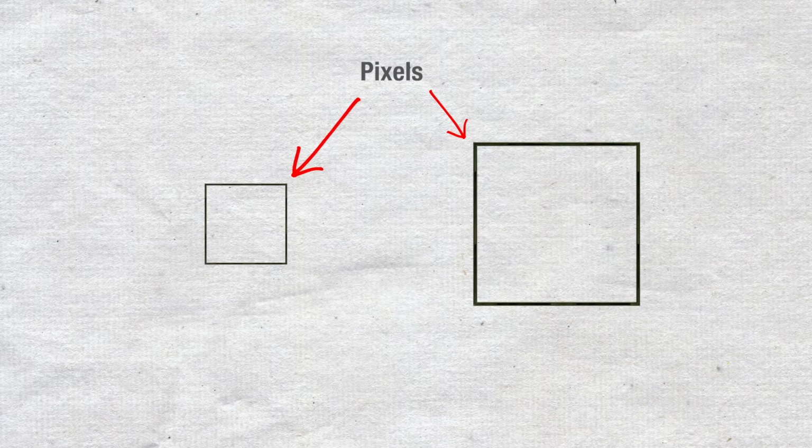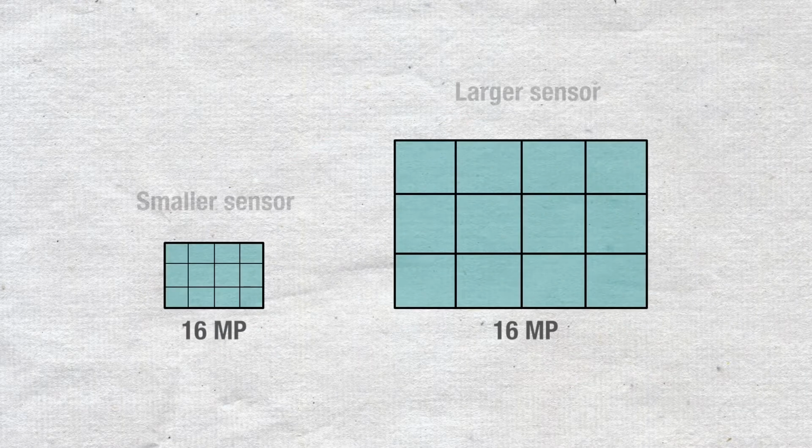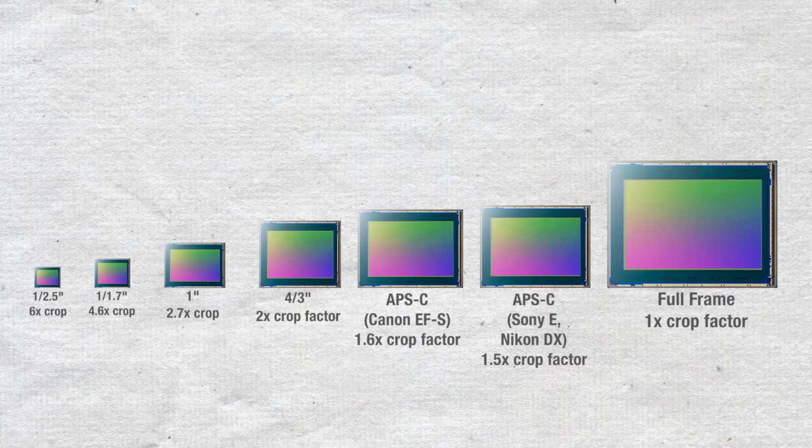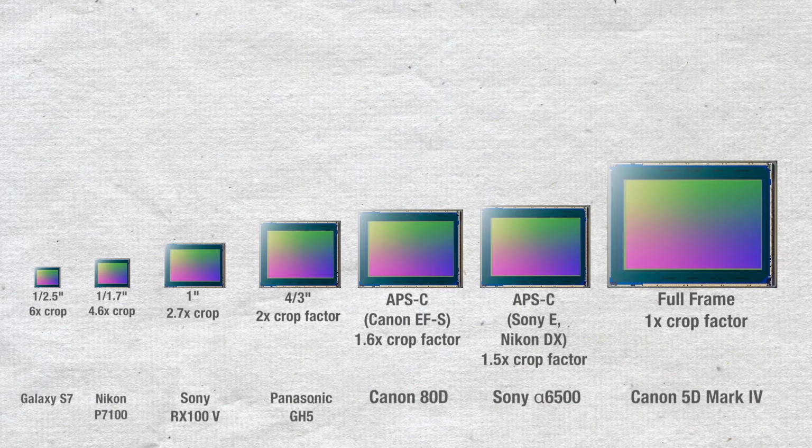If you have two cameras with the same amount of megapixels but different sensor sizes, the one with the larger sensor will usually produce better photos because the individual pixels are much larger on the bigger sensor, also giving you better dynamic range. Here's a diagram showing a few of the most common image sensors found in compact cameras, cell phones, and DSLRs. Please note that the sizes depicted are relative to one another. Underneath, I've also given an example of a device that uses each of the sensors.